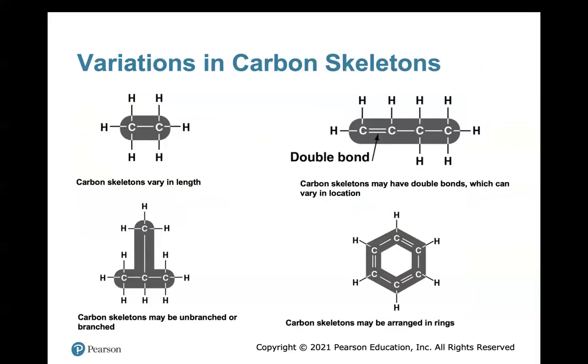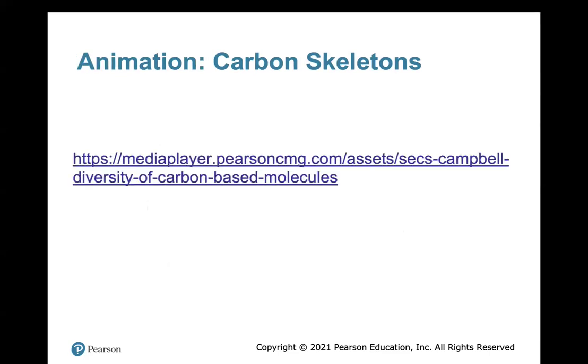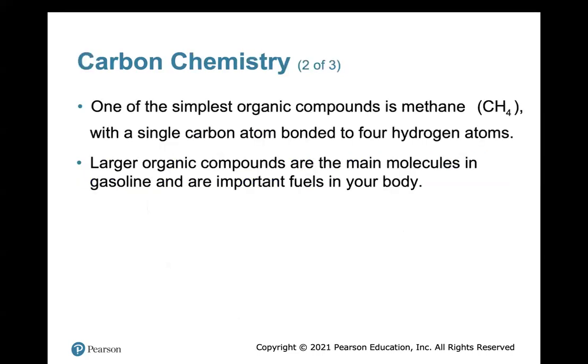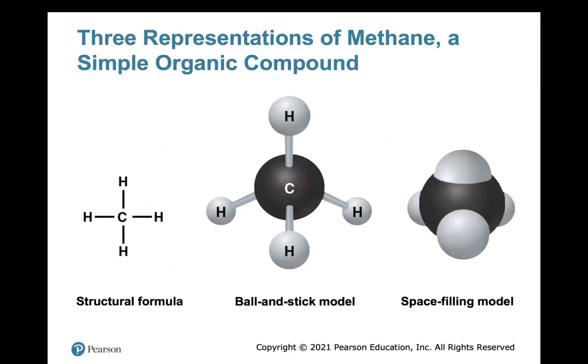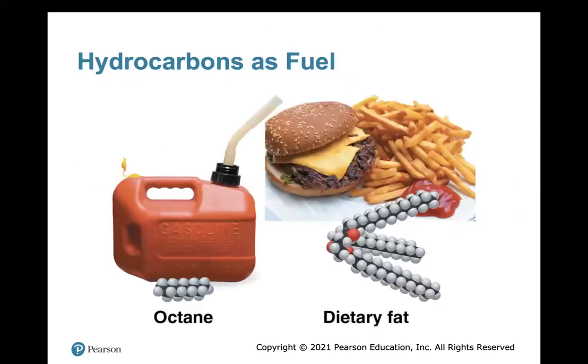And here we see variations in the carbon skeleton, whether it looks branched or unbranched, double bonds, single bonds, and take a look at all of these animations that I include in these PowerPoints as well. One of the simplest organic compounds is methane, and larger organic compounds are the main molecules in gasoline and also are important fuels in your bodies. So this is methane, a simple organic compound made of one carbon and four hydrogen atoms.